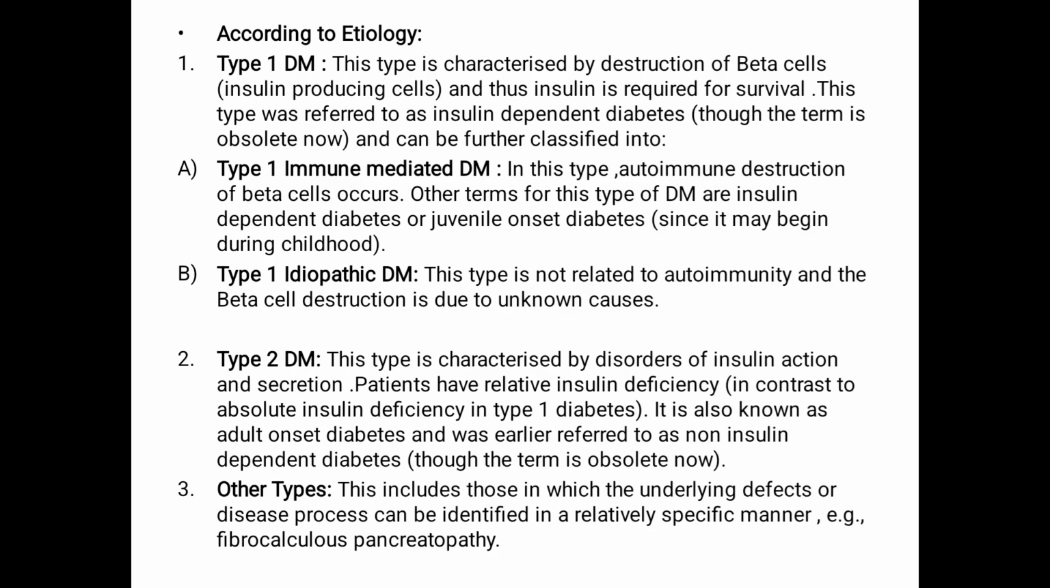Type 2 diabetes mellitus. This type is characterized by disorders of insulin action and secretion. Patients have relative insulin deficiency, in contrast to absolute insulin deficiency in type 1 diabetes. It is also known as adult onset diabetes and was earlier referred to as non-insulin dependent diabetes, though the term is obsolete now.